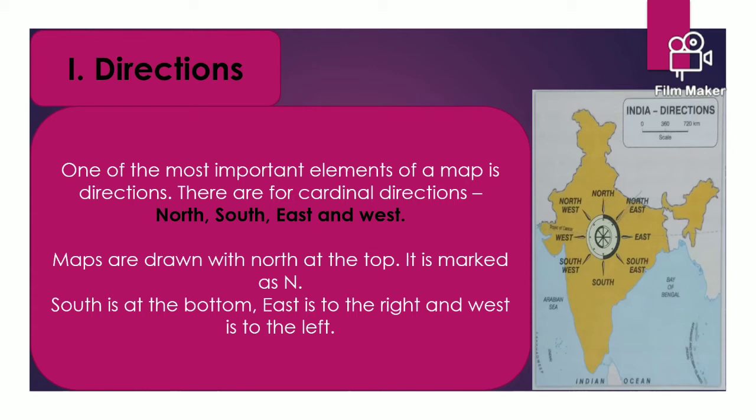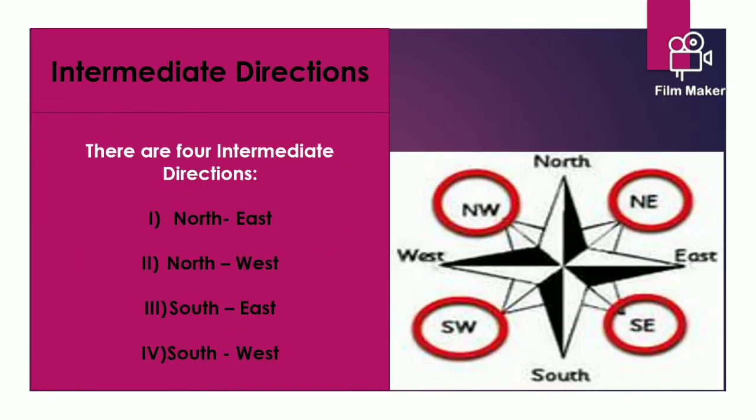Other than the four cardinal directions, there are four intermediate directions as well. They are northeast, northwest, southeast, and southwest. Northeast lies between north and east, northwest lies between north and west, southeast between south and east, and southwest between south and west.